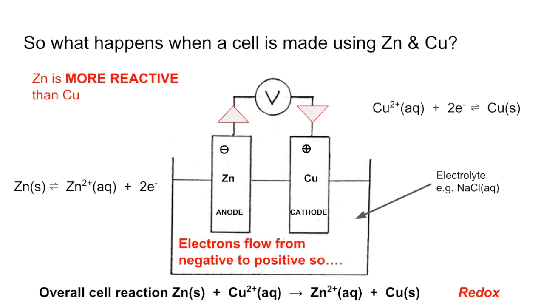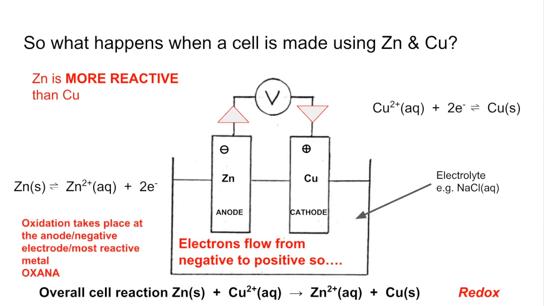And if you think about it, this type of cell is producing electricity, whereas in an electrolysis cell, you're adding electricity or supplying electricity to the cell, so it's effectively doing the opposite thing. So the electrodes are the other way around in terms of their names. So it's important things to remember now for each electrode. So oxidation, loss of electrons, always takes place at the anode, that's the negative electrode, and it's where the most reactive metal is. And the way I remember that is the word OXANA.